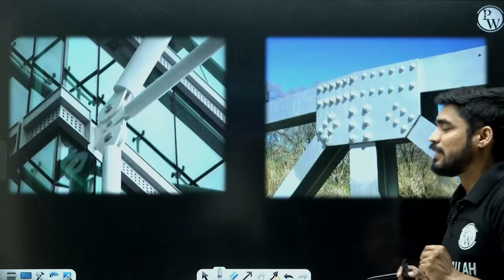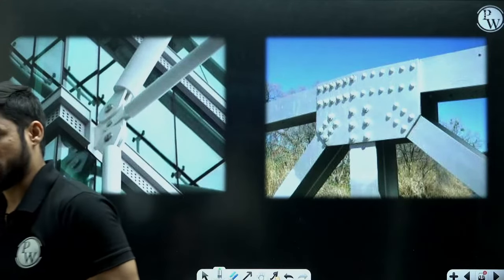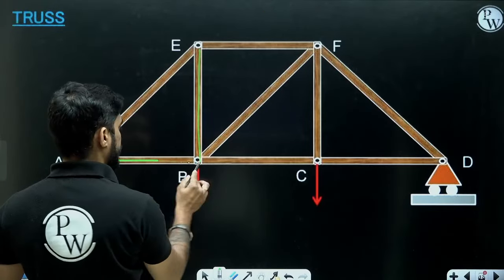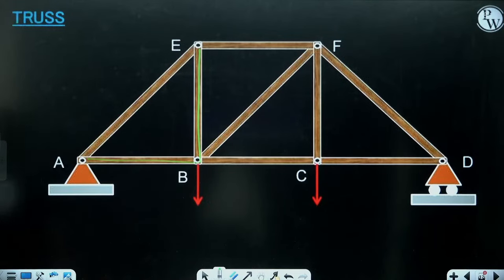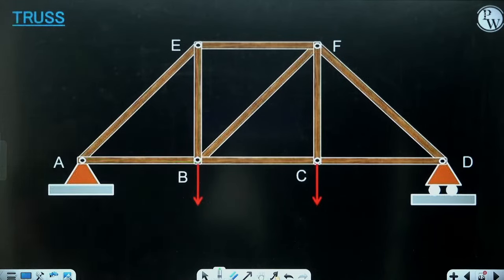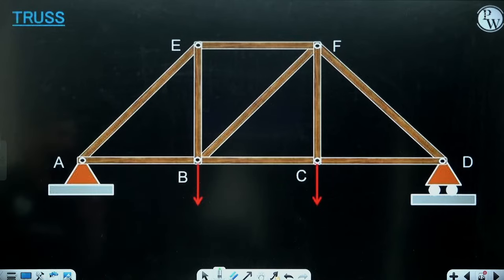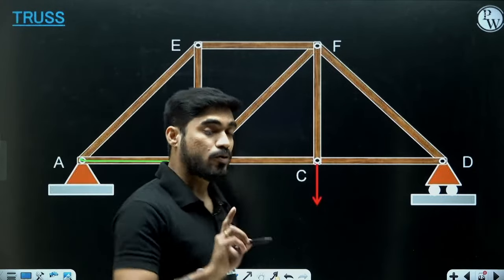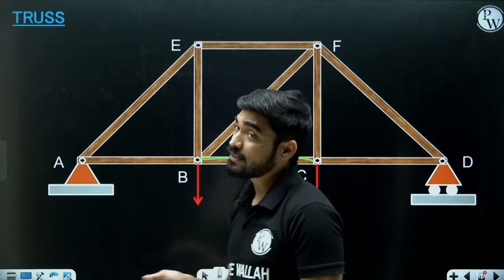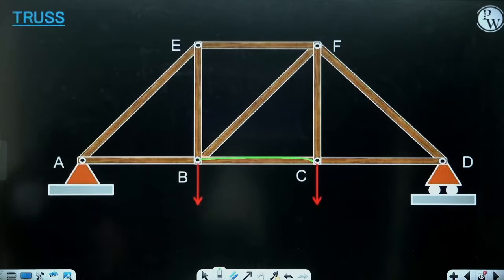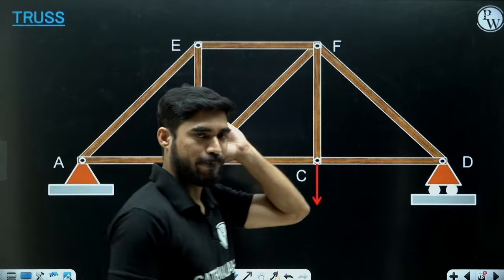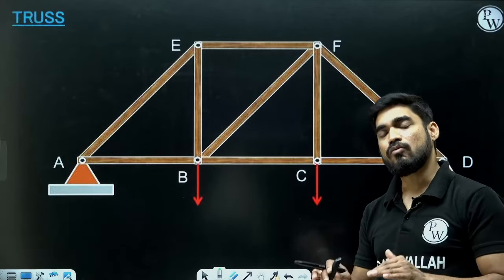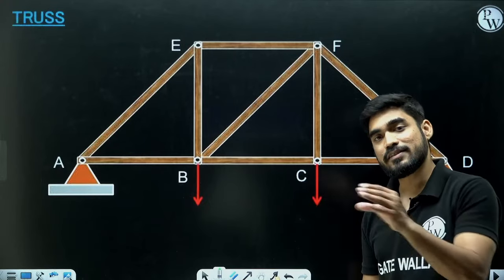Now, when it comes to solving a problem of truss, what is our objective? Our objective is finding the force in each of these members. We need to calculate the magnitude of force, and we also need to find whether the force is tensile or compressive. If the member is subjected to tensile force, then the design process is different, and if it is subjected to compressive force, then the design process is different. How it is different, you understand in machine design and strength of materials.